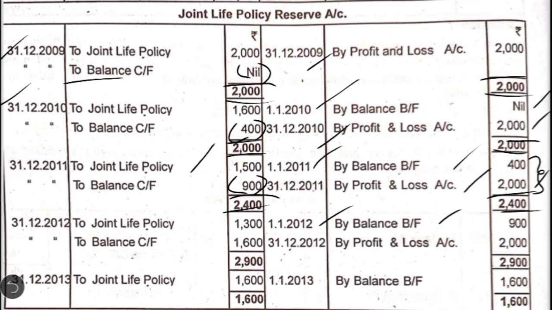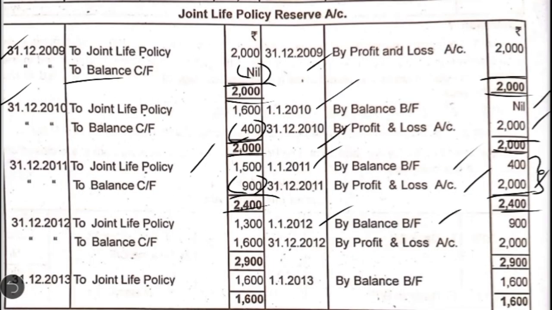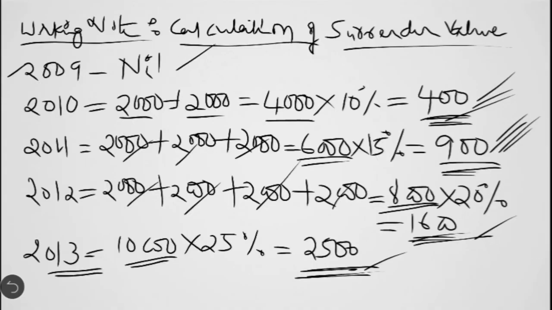We are in the year now 2012. Again the policy has not matured. Repeat the similar entries. So on 10th February 2012, to bank account 2000. Then the other entry at the end of that year for making the appropriation of profit, by profit and loss account 2000. After this, to reduce the balances, we find that we have in total 2900, but the surrender value of that year is 1600.